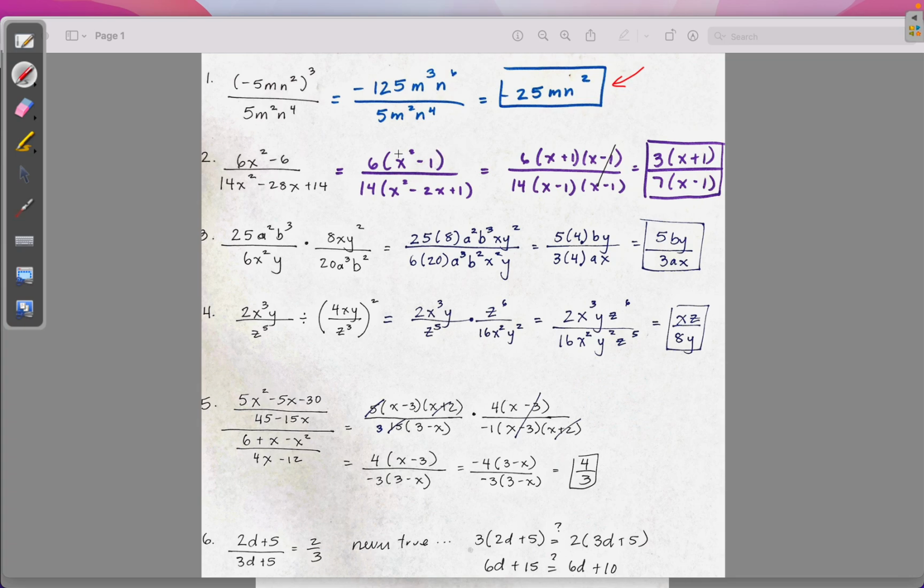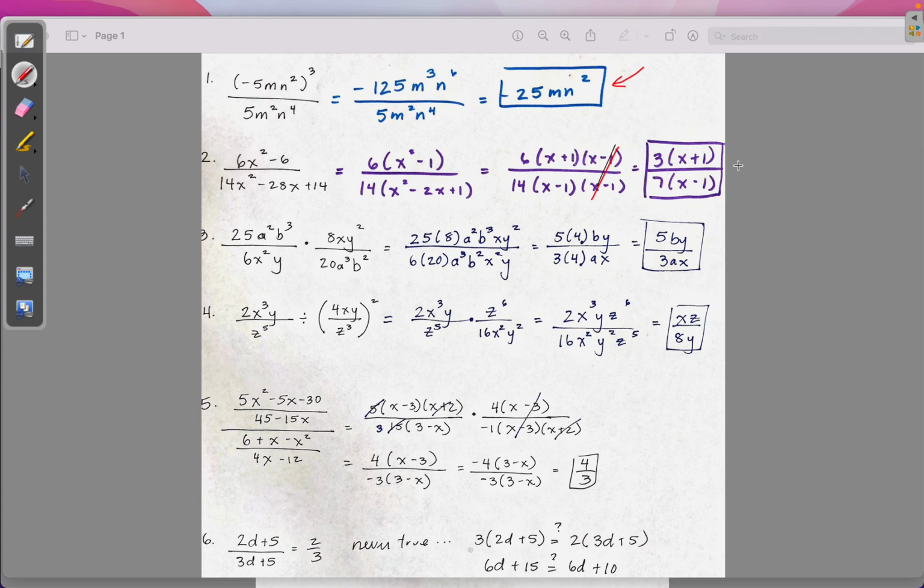But it doesn't end there. This binomial is what we call difference of squares, and its factored form is x plus 1 and x minus 1. This trinomial can further be factored into x minus 1 times x minus 1. At this stage, I'm able to take advantage of the fact that certain factors are showing up in both the numerator and denominator, like this x minus 1 shows up in both. 6 and 14 are both divisible by 2, which leads me to have 3/7. And this is the final answer.